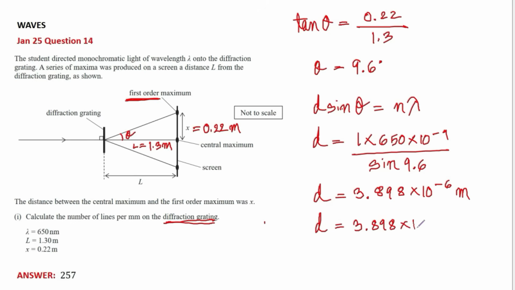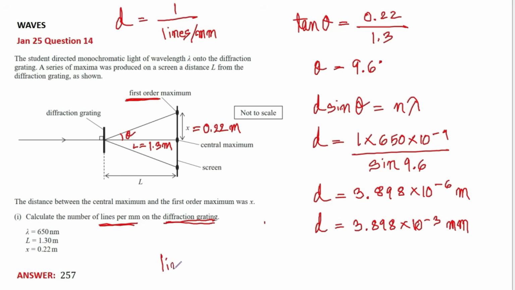3.898 times 10 to the power minus 3. This is in millimeter, and I'll tell you one more time why I converted this meter to millimeter, because the question said calculate the lines per millimeter. So D is always associated with D equals 1 by lines per millimeter, and I'll get my value in lines per millimeter only if this D is in millimeter. So all you do is just make lines per millimeter the subject, which is 1 by D.